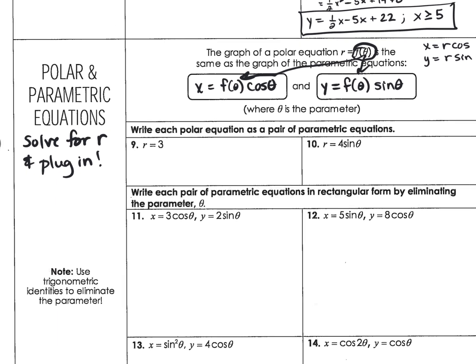So if we've already solved for r, it's super easy. So have we solved for r? Look at number 9. So we just have to take this and plug it in there and there, don't we? So x is going to be 3 cosine theta, and y is going to be 3 sine theta, isn't it?